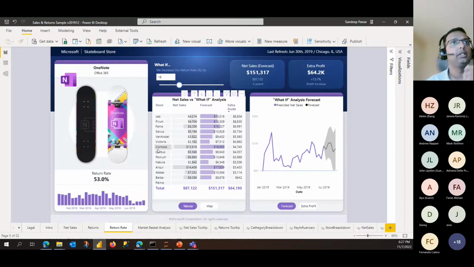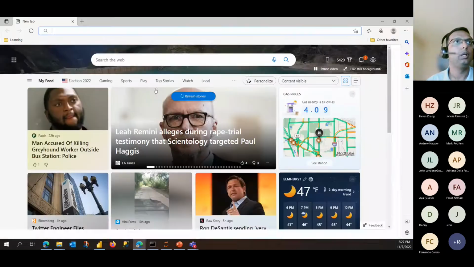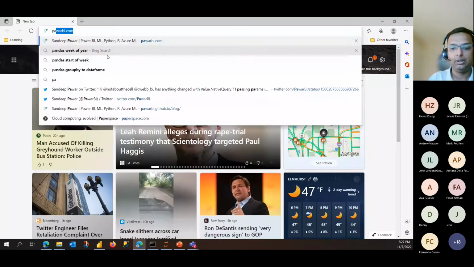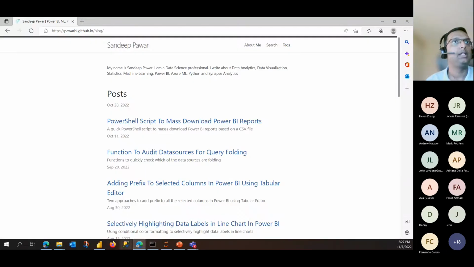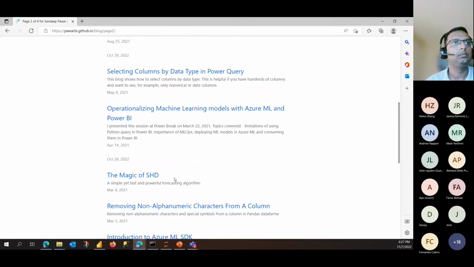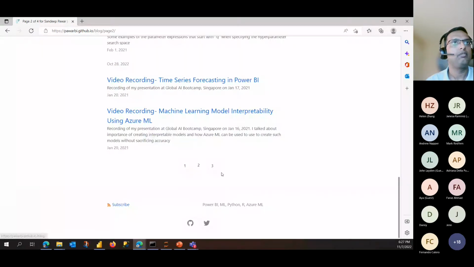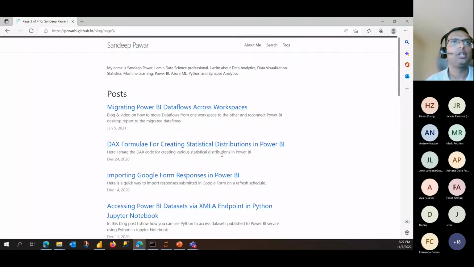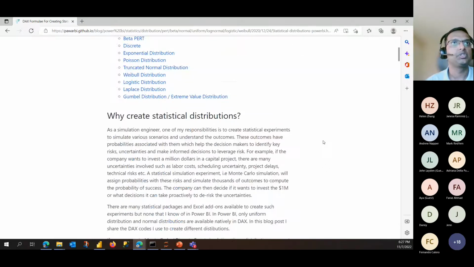Now you might ask, well, Sandeep, that's all nice and good, but how would you actually implement that in Power BI? Not that easy to do. So if you go to my blog, and I have been planning to write a blog on this, but let's go to one of the blogs that I have written about DAX formulae for creating statistical distributions.